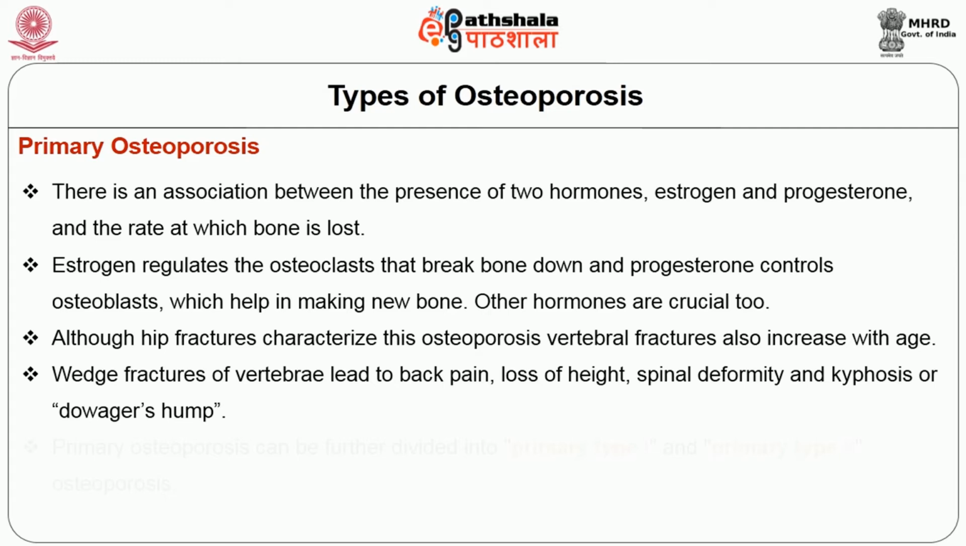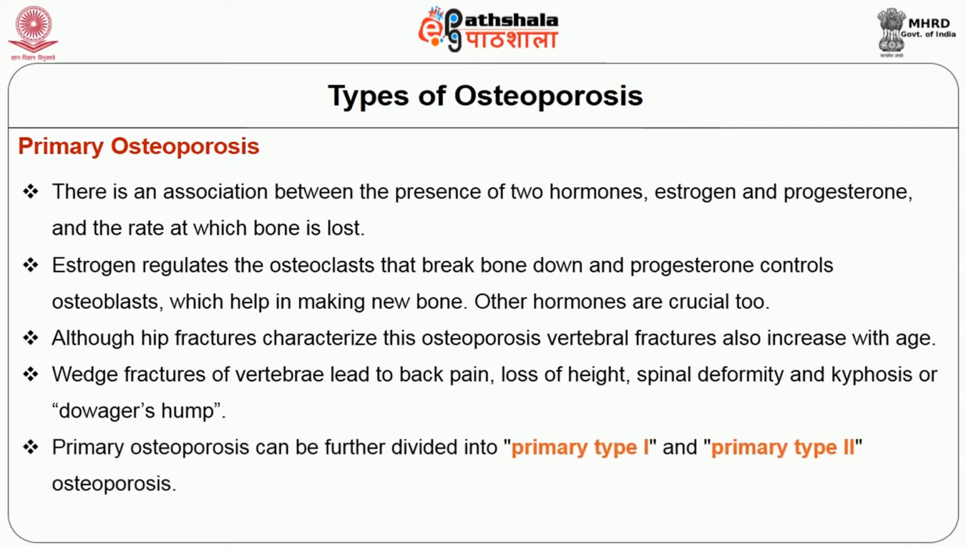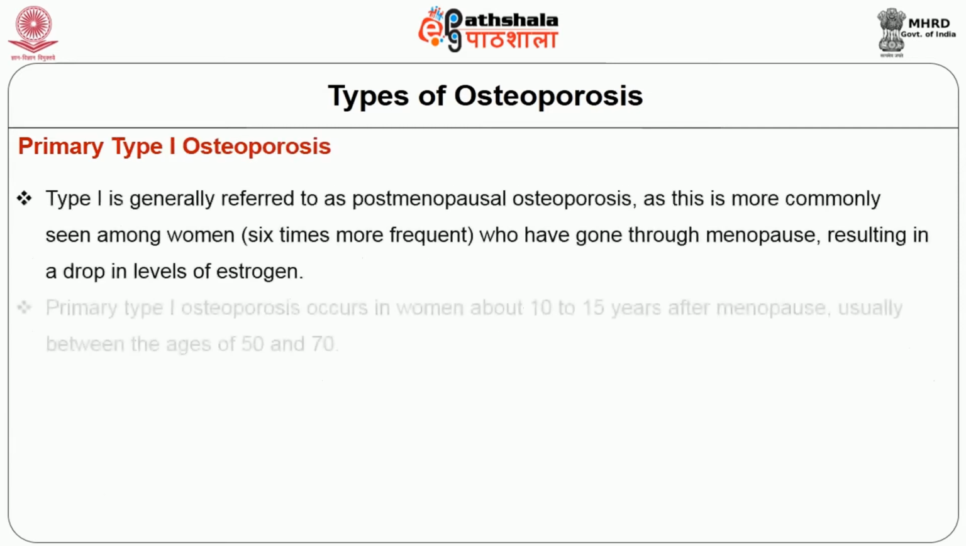Although hip fractures characterize this osteoporosis, the vertebral fractures also increase with age. Wedge fractures of the vertebrae lead to back pain, loss of height, spinal deformity, and kyphosis or dowager's hump.